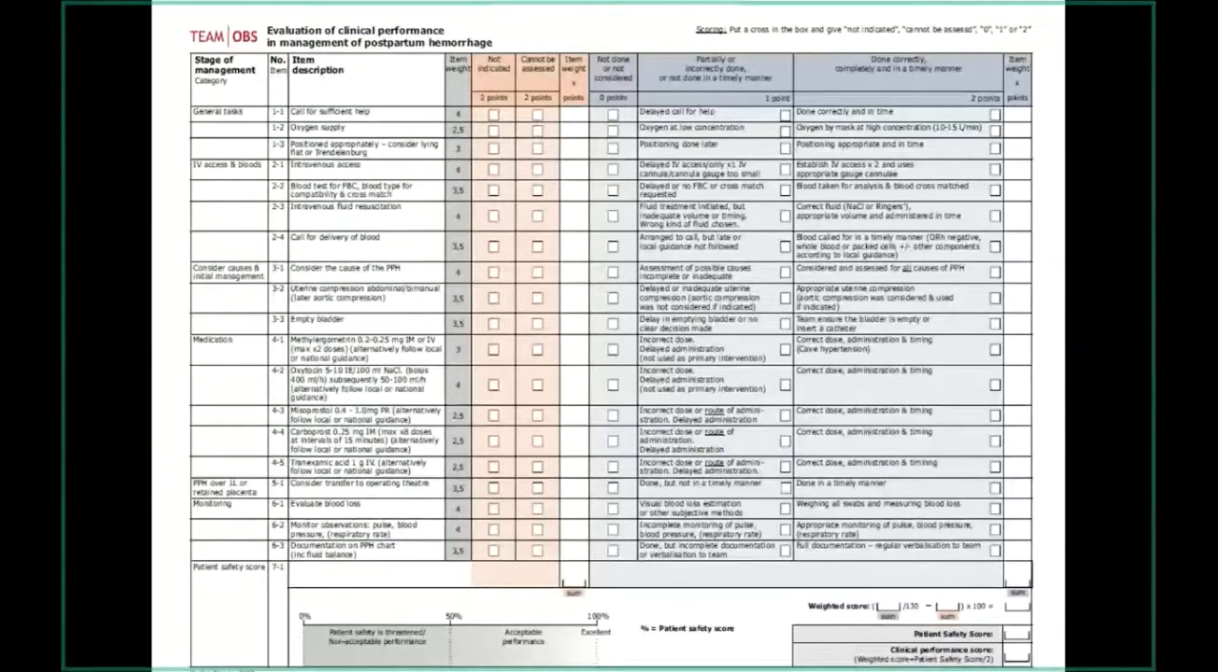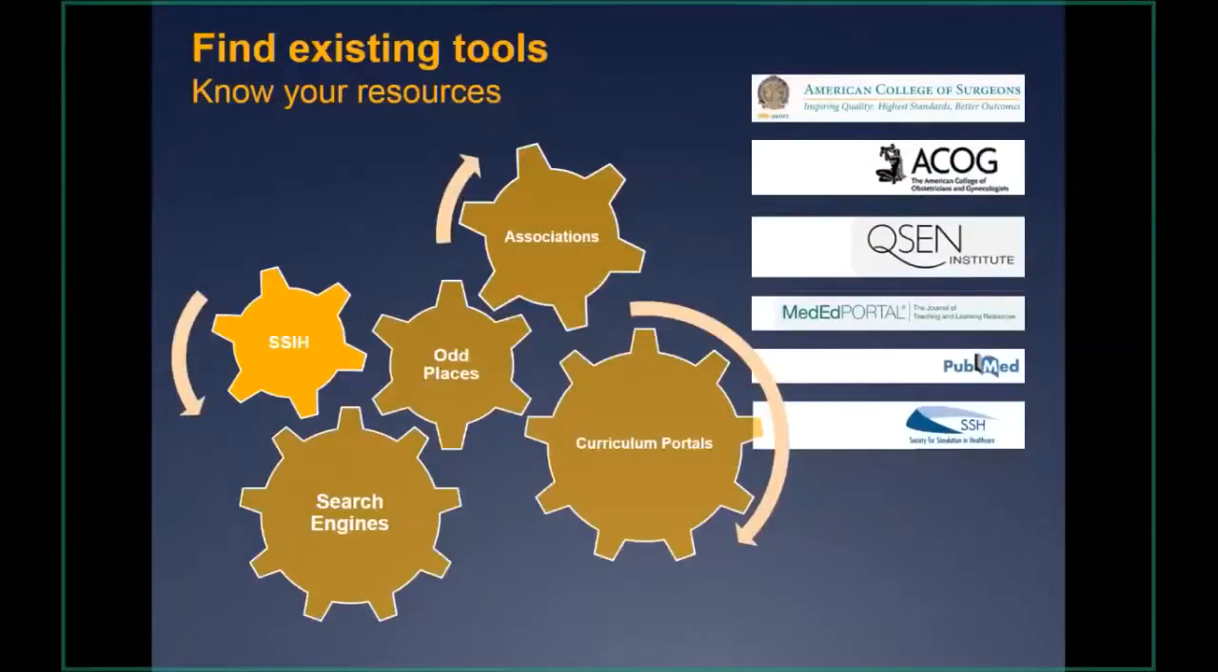It's a 3-point rating scale. The partially or incorrectly done options are all anchored based on that particular item, which is really nice, but can be kind of daunting for our assessment folks if they're not doing it consistently. So that's something to think about. Looking further, we have a few more resources that we can look at. SSH, or Society for Simulation in Healthcare. It's a nice resource.